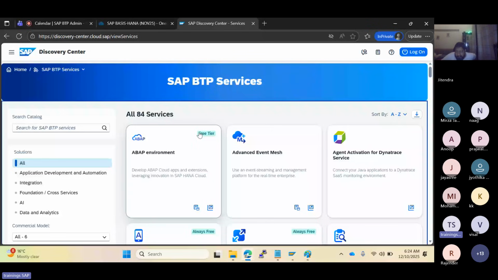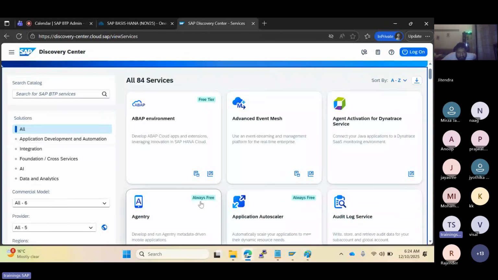Some services are tagged always free. There are two tags here: free tier and always free. Always free indicates the service offering comes free of additional charges. Free tier means it is free up to a limit, and after the consumption limit is over, paid usage starts. Then you can see the calculator button, and the consumption will start.